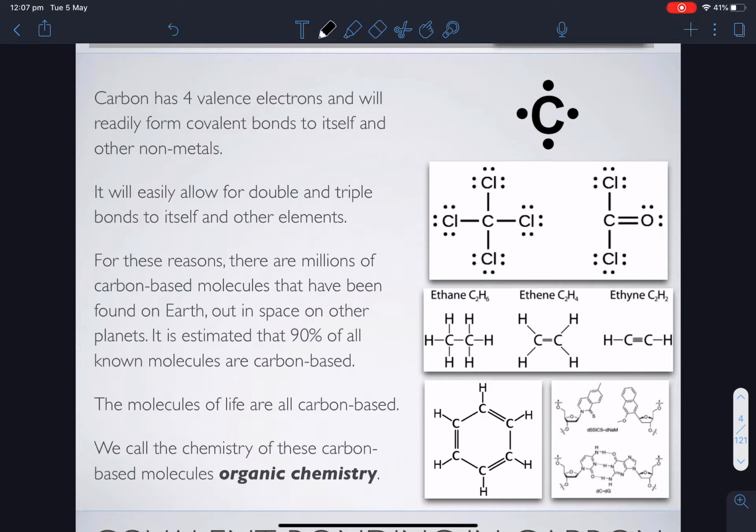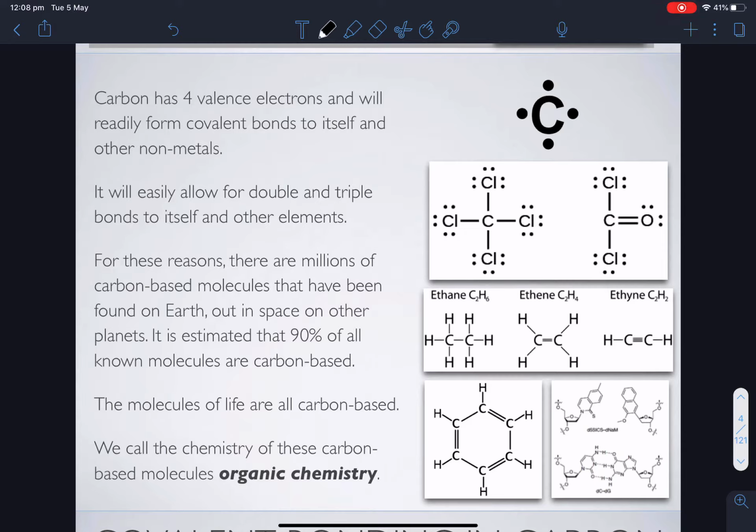So it gives a variety of different structures and different shapes. It also allows for double and triple bonds too. So it's very versatile in its bonding. It can have a lot of bonds, and it can do single, double and triple bonding to a variety of different nonmetals. So all these combinations come together and you get literally millions of different carbon-based molecules.